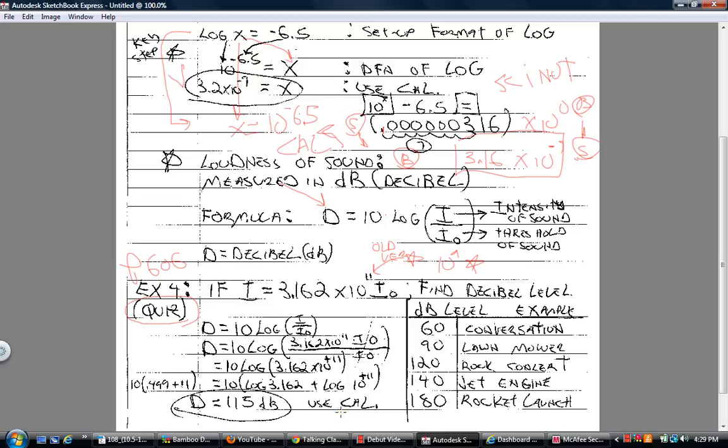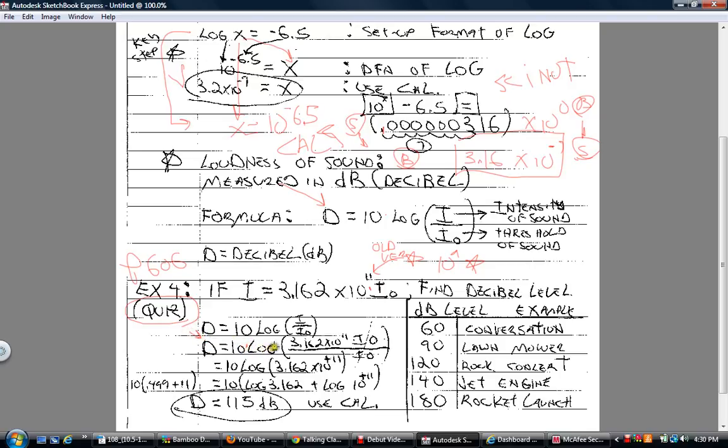Okay, so if we are told that the intensity of sound, I, is given as 3.162, now the book says times 10 to the 9th, they used to have it times 10 to the 11th, times I sub 0. This is a little weird way to do this, but we'll go with the flow here for a second. And they ask us to find the decibel level of that. If the intensity of sound is 3.162, you're going to write the equation. We're going to solve for D.